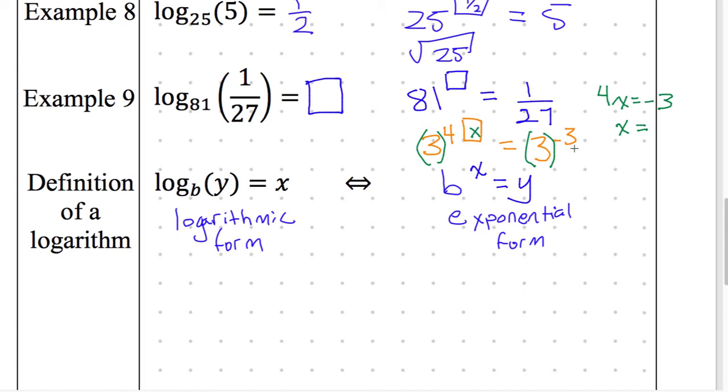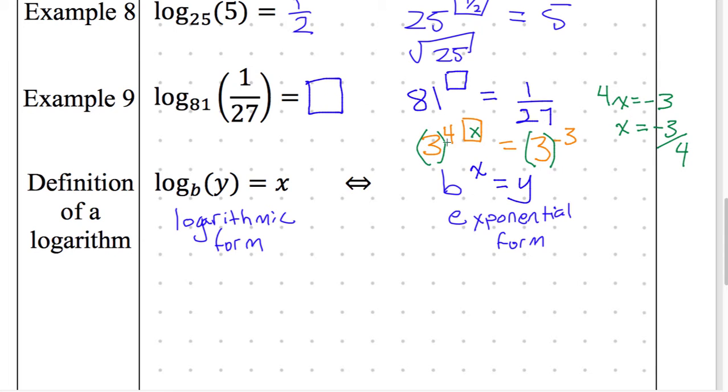X is therefore equal to Chris or Gio, one of you two. Chris, Gio, one of you solve this. Divide both sides by 4. You get x is equal to, don't give them the answer. Careful, the other way around. There it is, negative 3 over 4. And that is our answer.